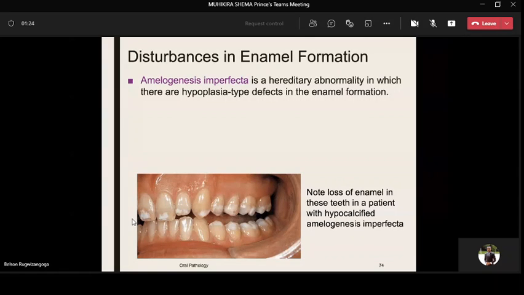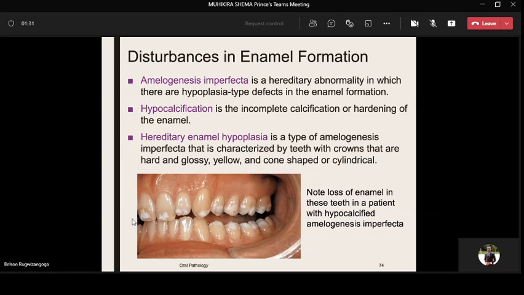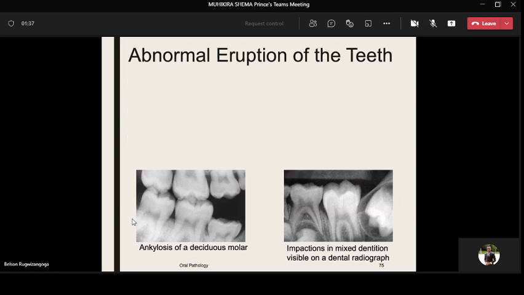Hereditary abnormality in which there are hypoplasia type defects in the enamel formation, and the others, hereditary enamel hypoplasia and so on. So these can exist. You can see some of such patients.